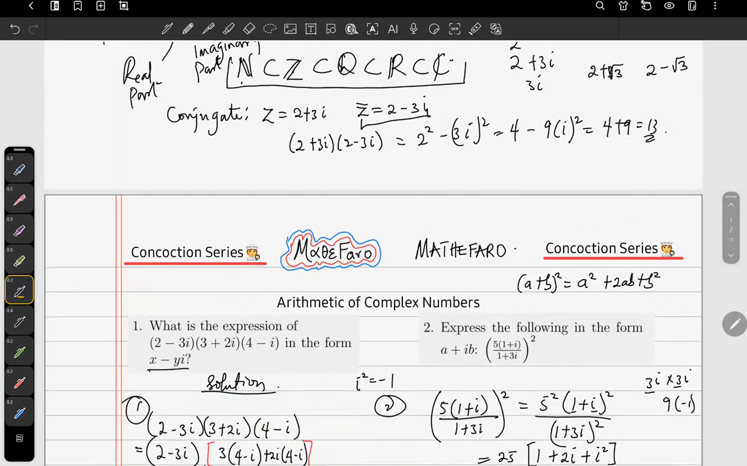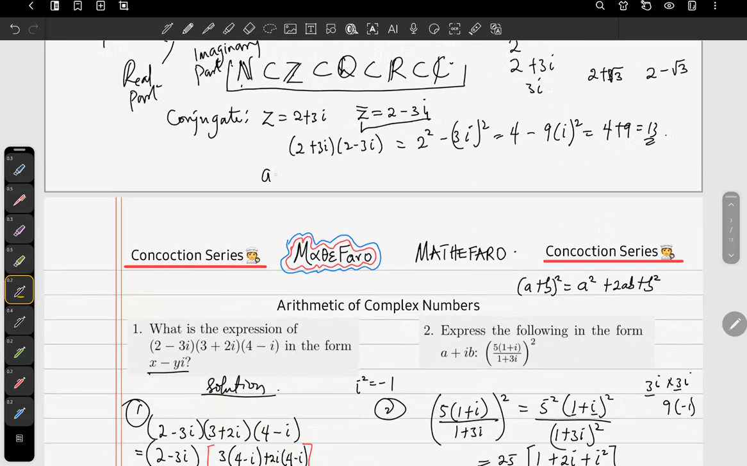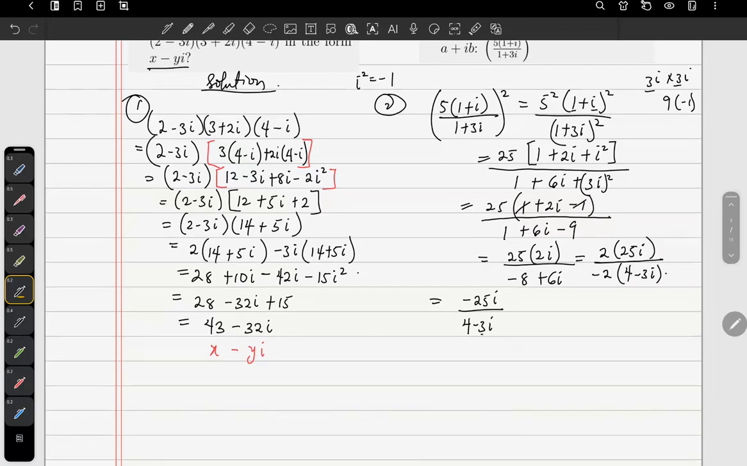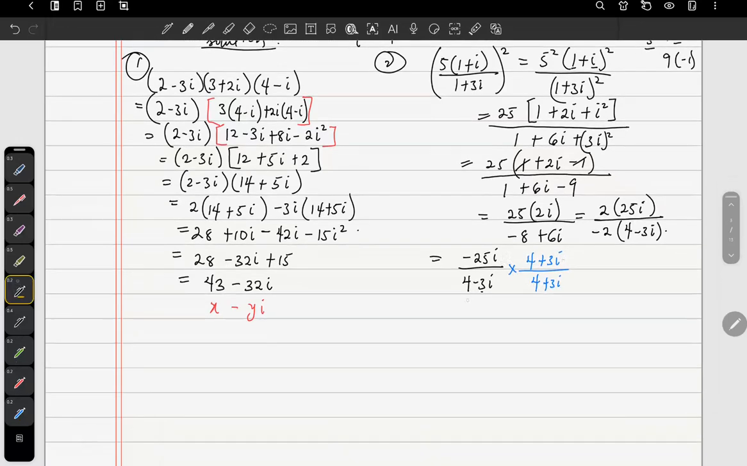And you recall what we said about conjugate. The conjugate of a plus bi is a minus bi. So in this case, the conjugate of 4 minus 3i is 4 plus 3i. So we do times 4 plus 3i over 4 plus 3i. If we do this, I'm going to have -25i multiplied by the 4 plus 3i. We'll come back to that. Then for the denominator, we have a difference of two squares: 4 squared minus 3i squared.